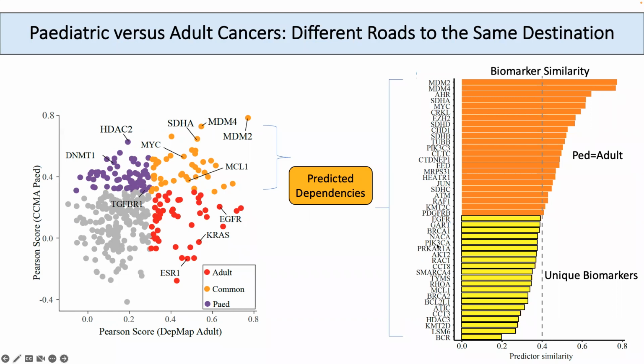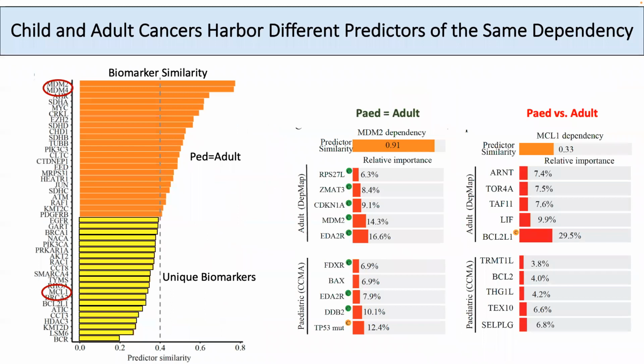And interestingly, the answer is that in about half of the cases, pediatric cancers did have unique biomarkers that predicted response compared to the adult cancers. And just to illustrate this in a little bit more detail, you can see one example, MDM2 dependency is really predicted by the P53 wild type status of the lines, and that's really the same across both adult and pediatric cancers.